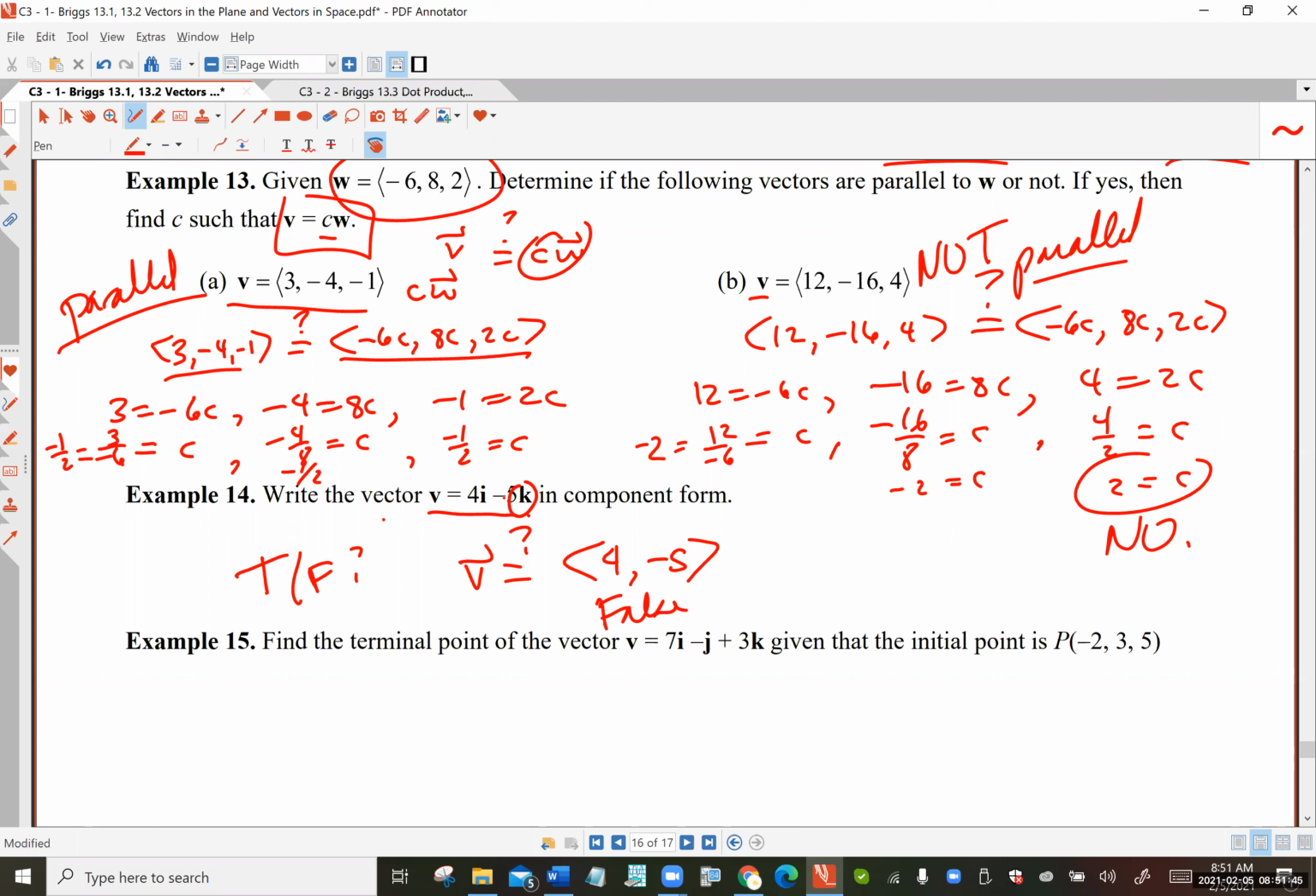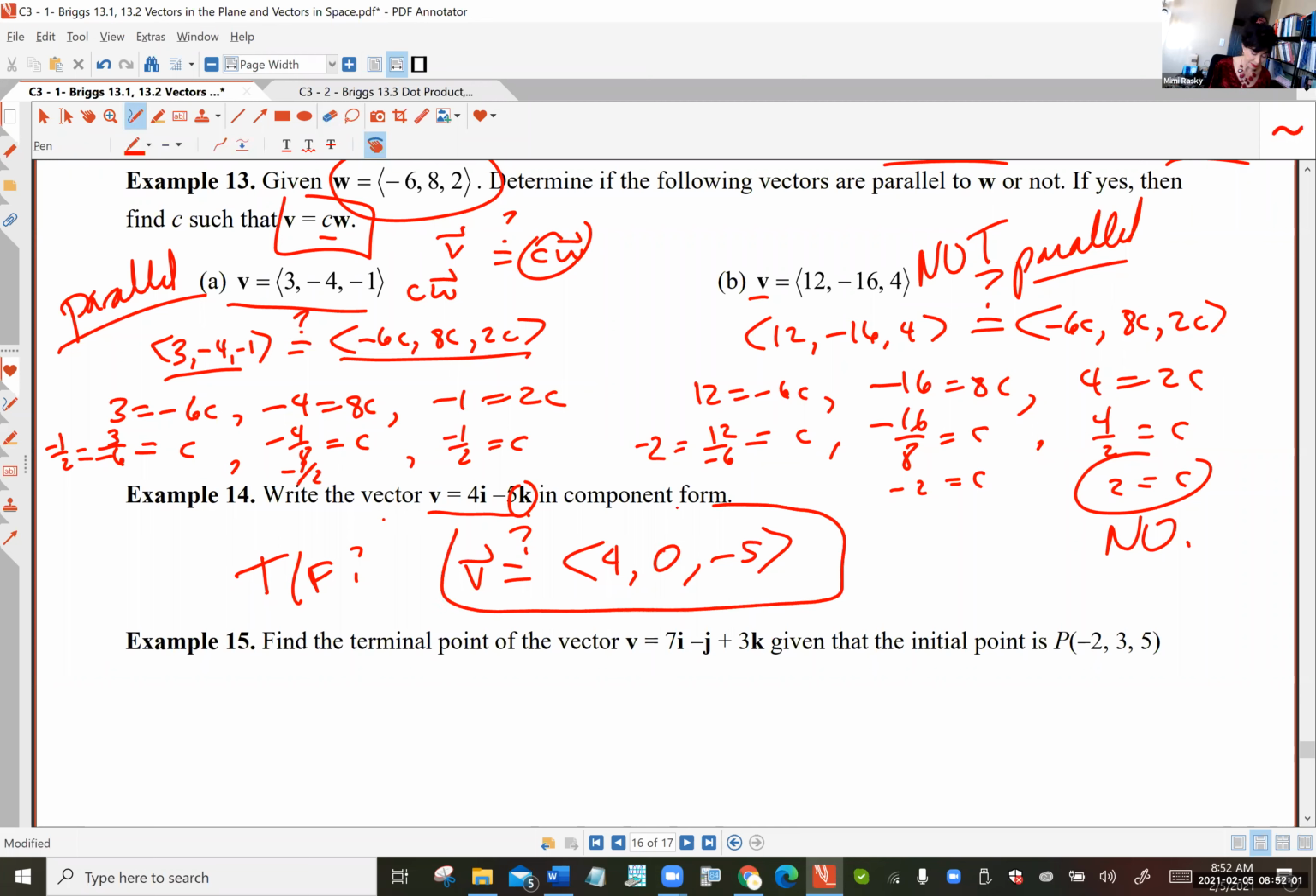The fact that there was a k hat, the standard unit vector, tells me that this vector is not a 2-dimensional vector, it's a 3-dimensional vector. So you're going to have to put a 0 in there to say that the j component happens to be 0, okay? And this is now true. So this is the answer.